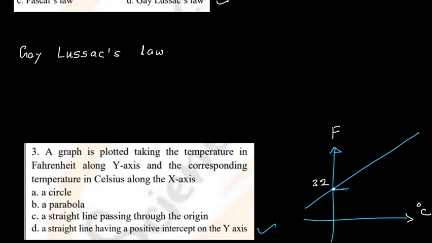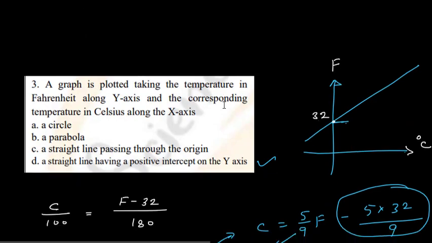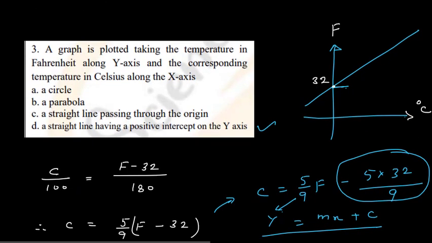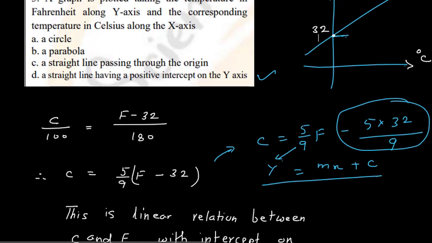Now we have to find whether this graph is a circle. So definitely not. Actually this is a linear relation. Before we plot this graph, we have to see the relation. So C upon 100 is equal to F minus 32 upon 180. If we simplify, we get C is equal to 5 upon 9 times F minus 32.